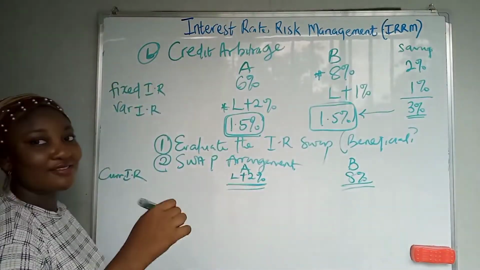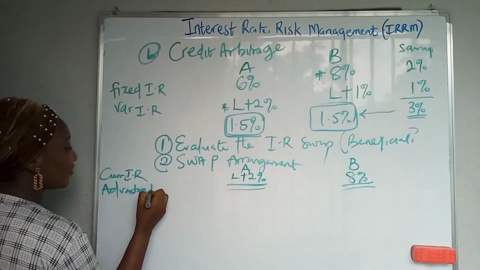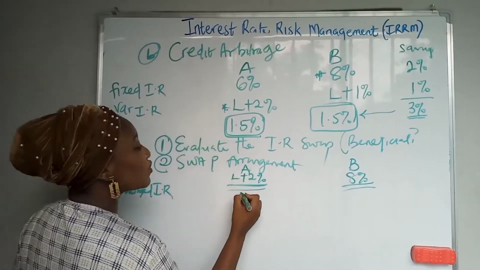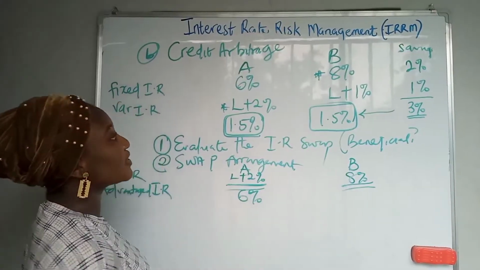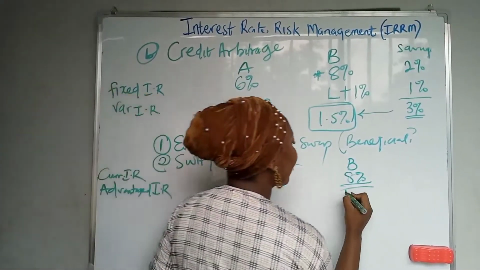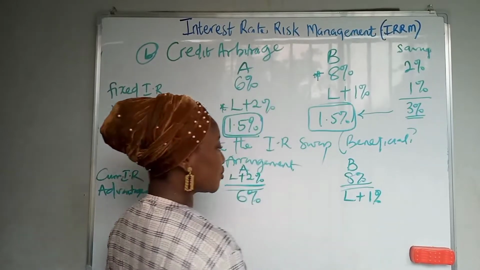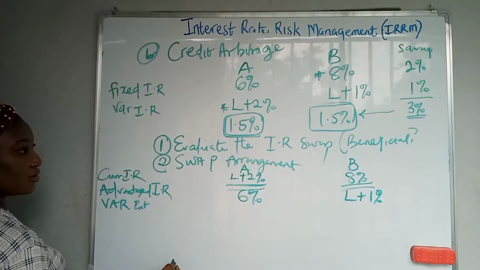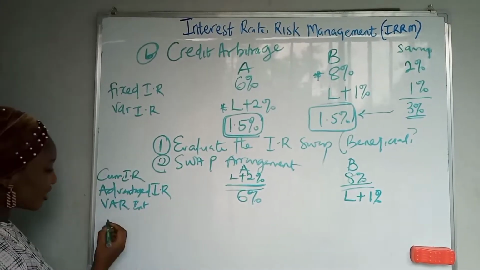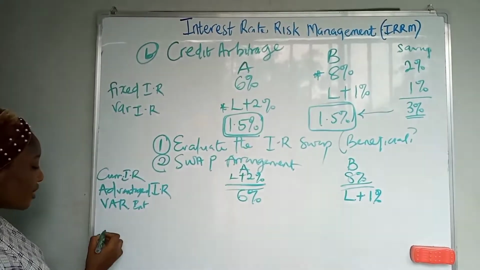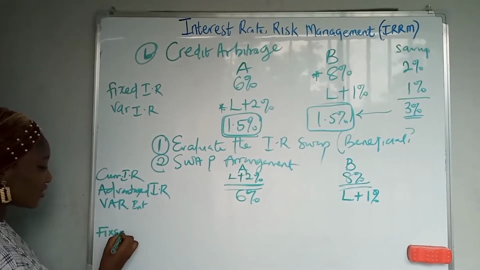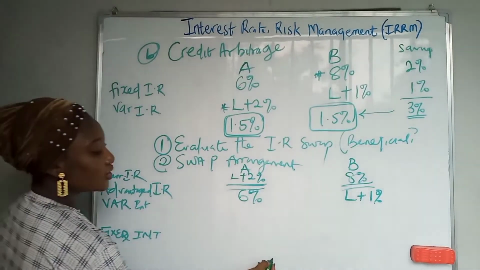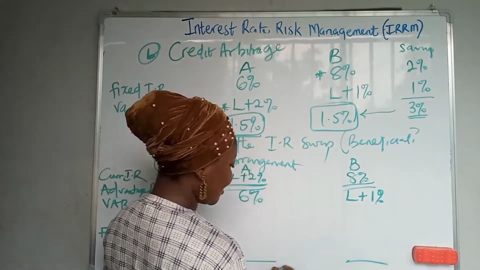So you now come and pick the advantaged area. Advantaged interest rate. And that's what? For A, it is 6%. That's what you want to swap upon. 6%. Then for B, it is what? LIBOR plus 1. That's its variable interest, right? So you ask yourself what happens to variable interest. That is, what will A do? What will B do? Then ask yourself what happens to fixed interest. That is, what will A do and what will B do? Then you get the net. That's the effective interest rate.